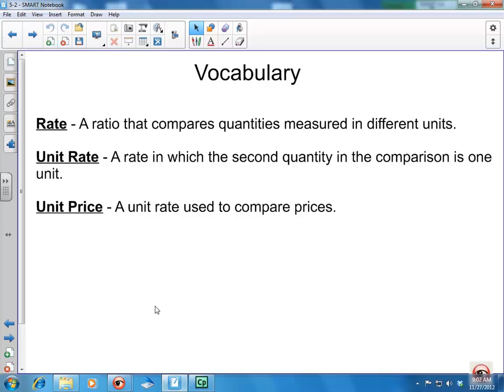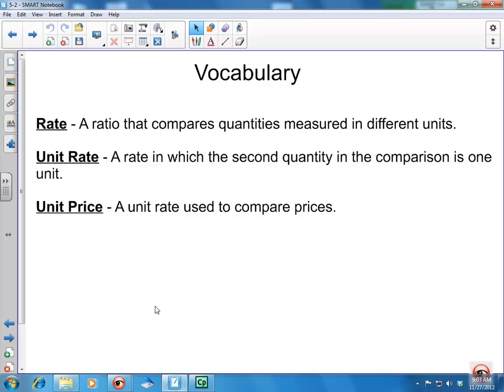A unit rate is a rate in which the second quantity in the comparison is 1. Okay, we'll use the unit rate to figure out typically which product is cheaper. If you were buying a 12-pack of Cokes versus maybe a 24-pack of Cokes, to find the unit rate, we would be finding out how much one can costs, and whichever one was the cheaper per can price, obviously is going to be the better deal. That's what a unit rate would be.